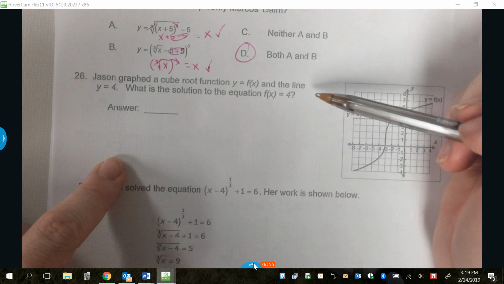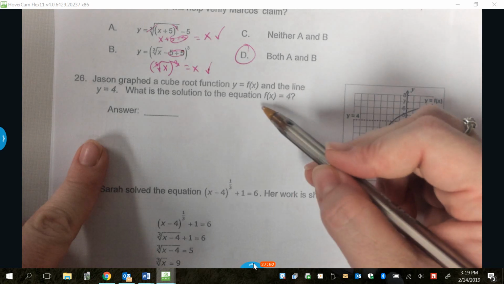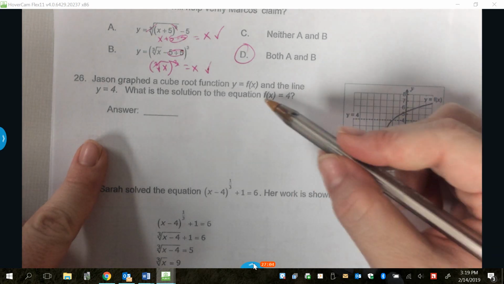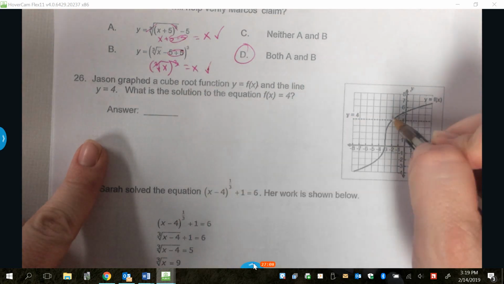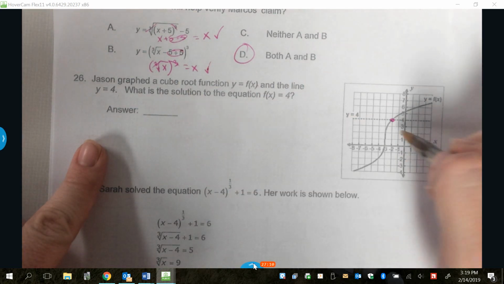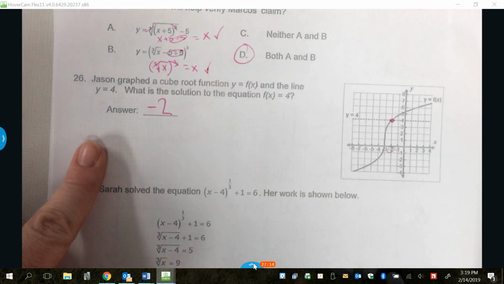26. Jason graphed a cube root function y equals f of x and a line y equals 4. So f of x, y equals 4. What is the solution to the equation f of x equals 4? So f of x equals 4. So pretty much just know where they touch. And we know y is 4, so we want to know the x, which is negative 2.